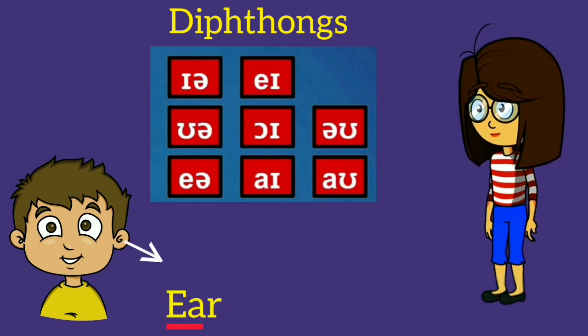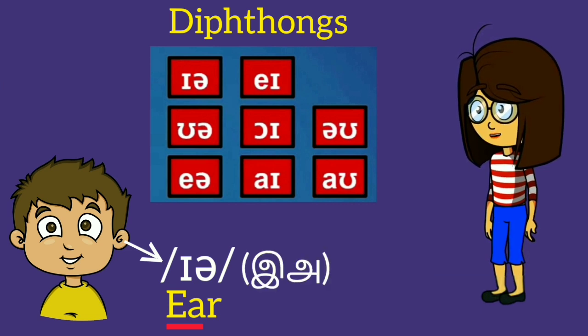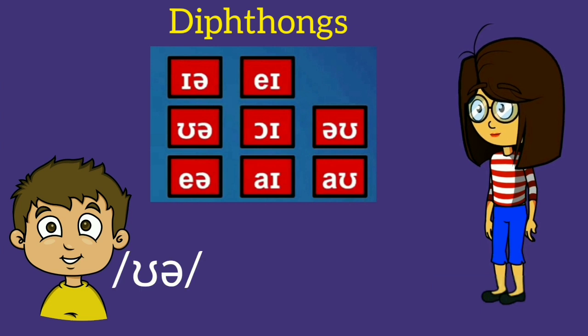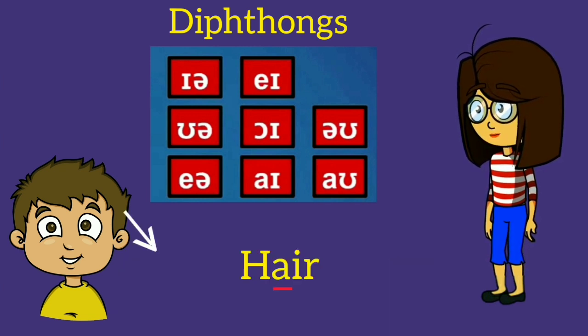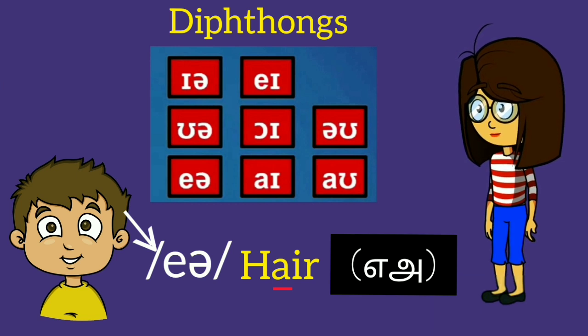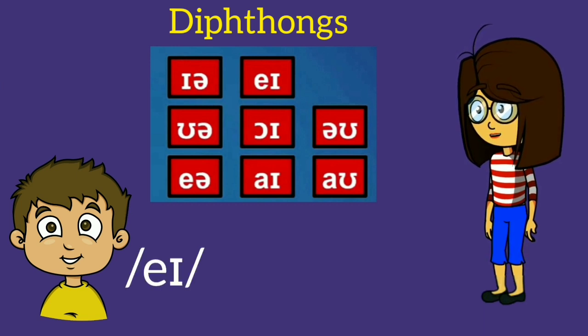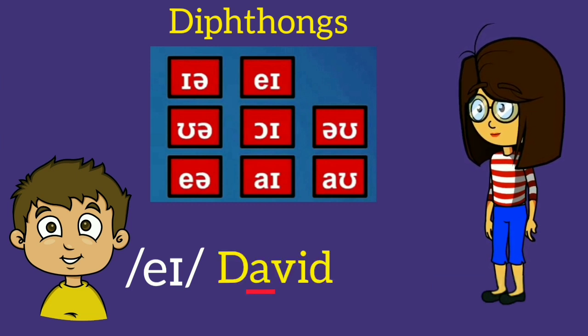Here, ear sounds like the phoneme ear and the Tamil letters E-A. Next is Yua, as in the word curious, and it's similar to the Tamil letter Yua. Air sounds like the phoneme air and the Tamil letter air. Next is A, as in the word David. It sounds like the Tamil letter A.